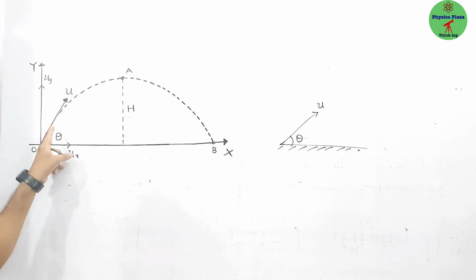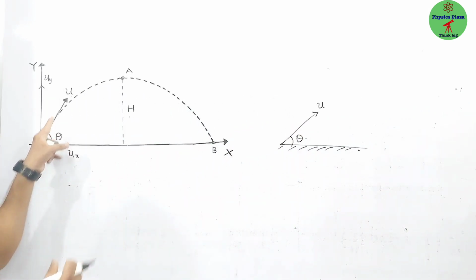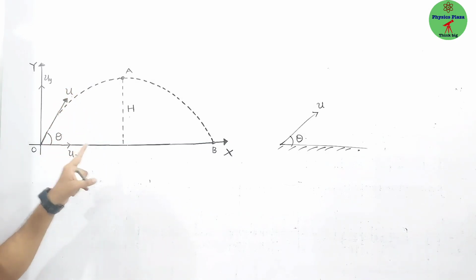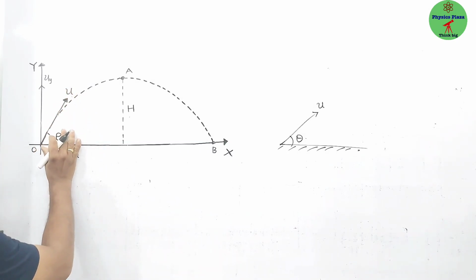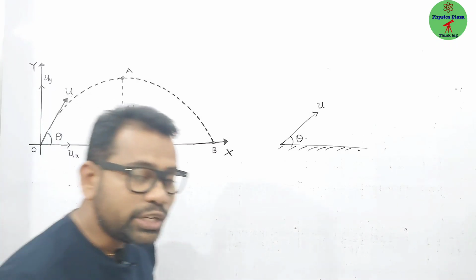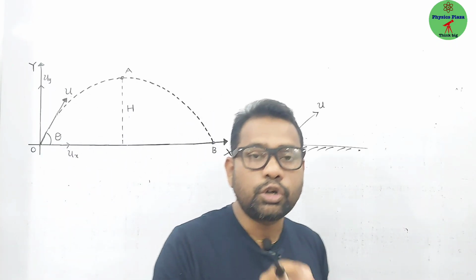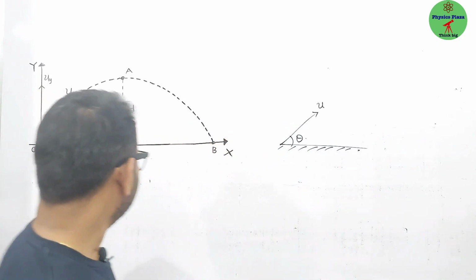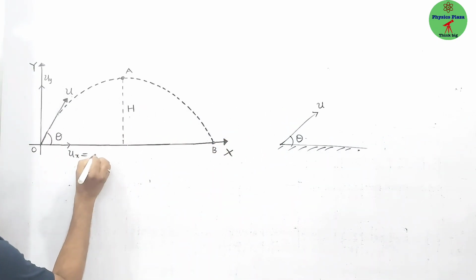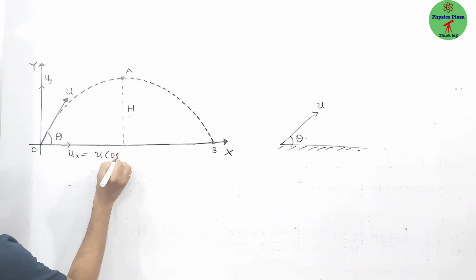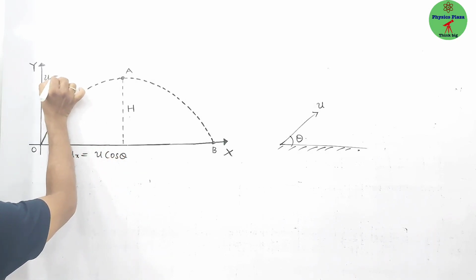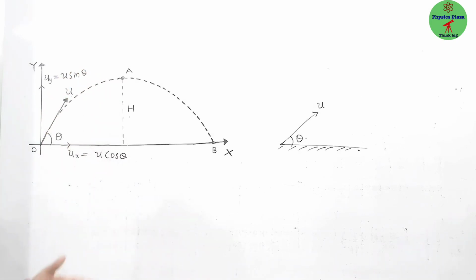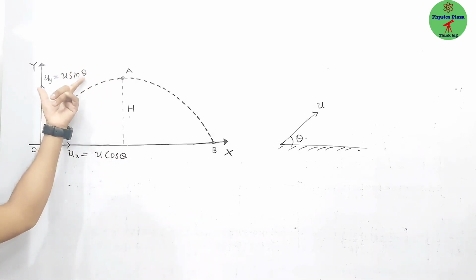As this projectile is projected with initial velocity u, such that it makes an angle theta with the horizontal, this can be resolved into two components. This means the initial velocity of the projectile is resolved into two components: one is ux, another one is uy. So ux we can say is u cos theta, and the vertical component is u sin theta. So this is the horizontal component and this is the vertical component.